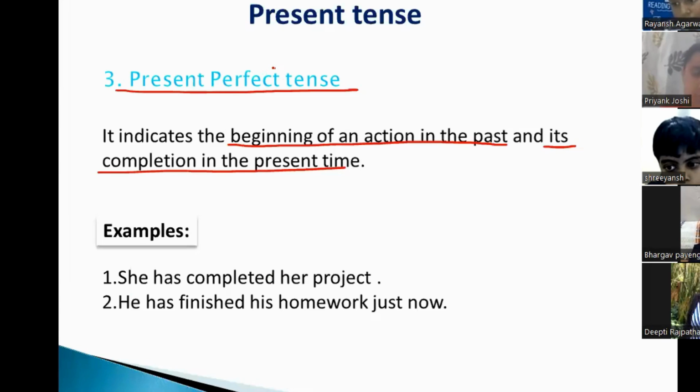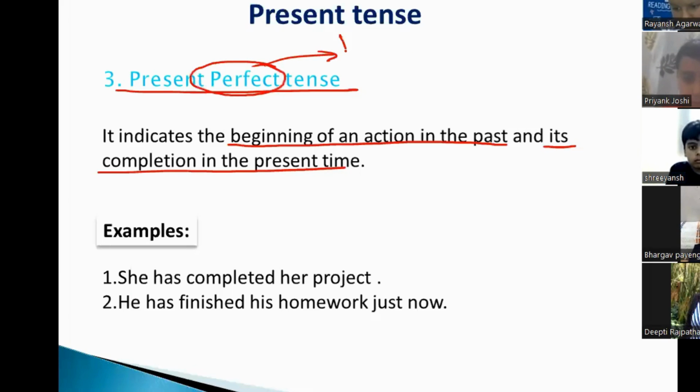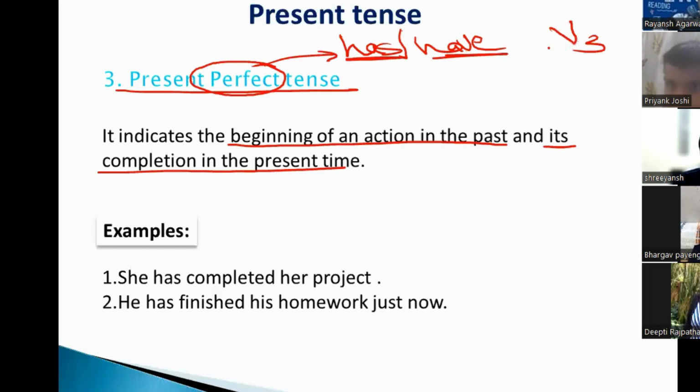And how do we recognize any tense as perfect? When you have words like has or have. When you come across the word perfect, it is recognized using the helping verbs has or have. When you have this has or have with the third form of the verb, then those represent the present perfect tense. So for example, she has completed her project.